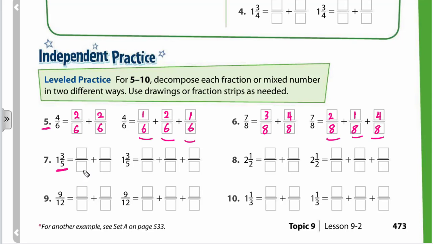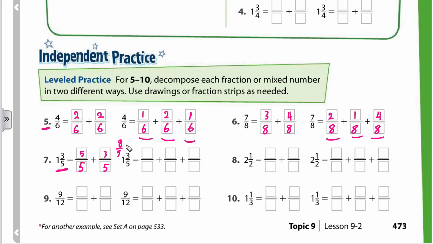This is a mixed number. 5/5 for the whole one. Okay. And 3/5. So 5/5 plus 3/5. So it forms how many fifths in all? 3 plus 5, 8.